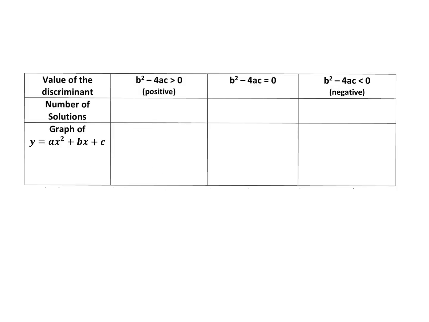All right, let's talk about the value of the discriminant. First of all, if the value of the discriminant, when you plug in, is a number greater than 0, meaning that it is a positive number, that means that you are going to have two solutions. And on the graph, what that looks like is this parabola that comes around, and your two solutions are the spots at which it crosses the x-axis.